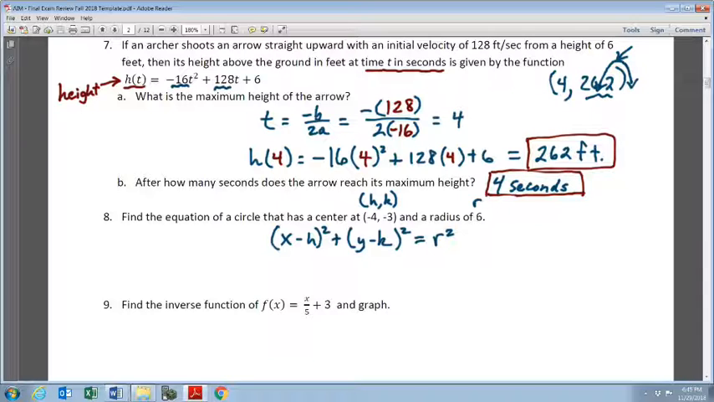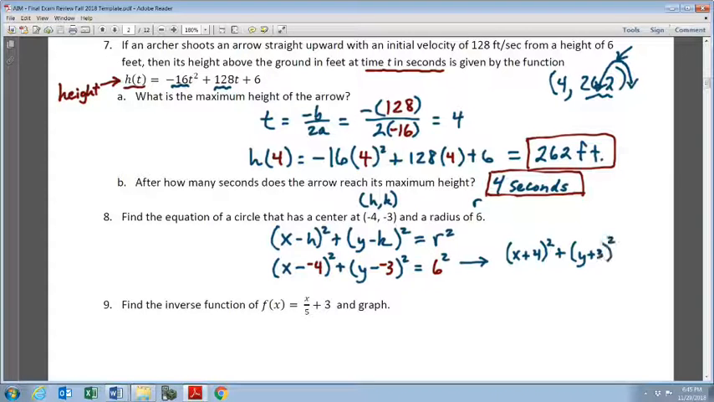It'll be x minus h, or x minus negative 4 squared, plus y minus k. In this case, k is negative 3. So notice we are subtracting negatives here. Be careful there. And 6 squared is going to be on the right. So x minus negative 4 becomes x plus 4 quantity squared. And we'll get y plus 3 squared in the middle there, and then 36 on the right. And that's all we have to do there.